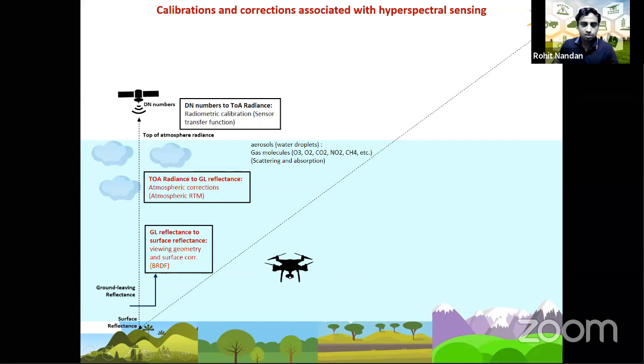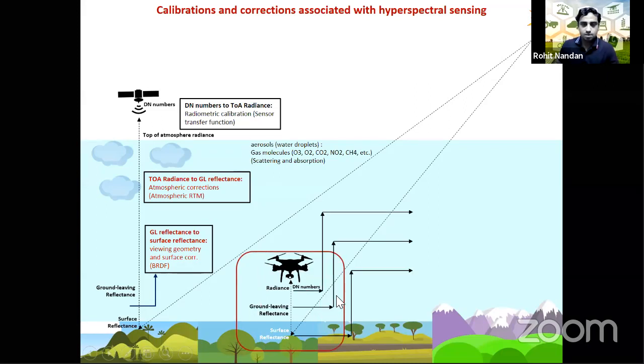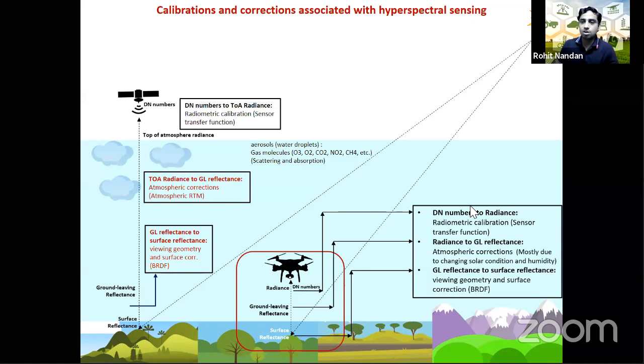In the case of drone imaging, it also depends on the solar radiation, surface reflectance, and radiance and DN number. But it doesn't have a thick layer of atmosphere between the sensor and the ground. So for this, we need not worry much about the atmospheric correction. We need to check the radiation correction.